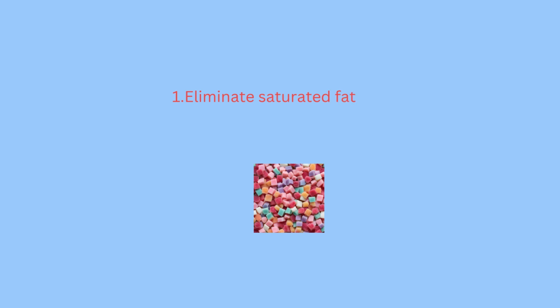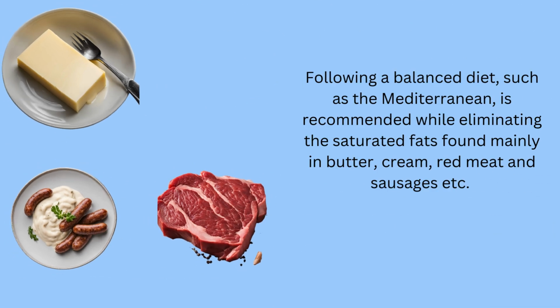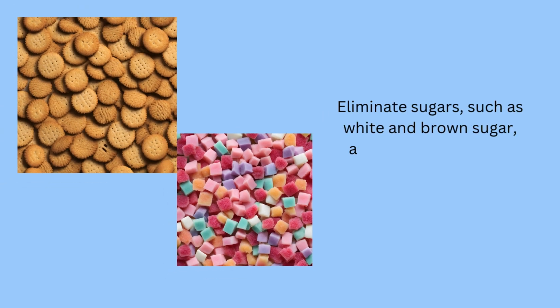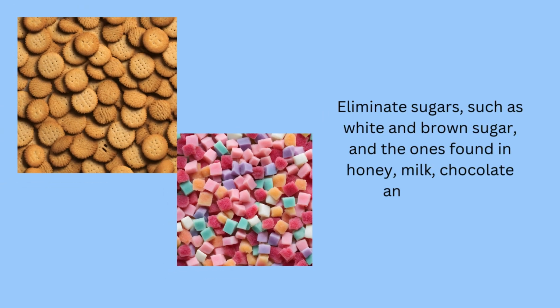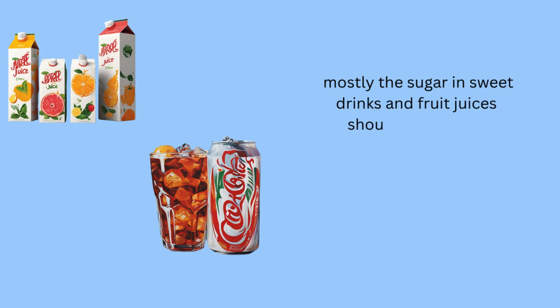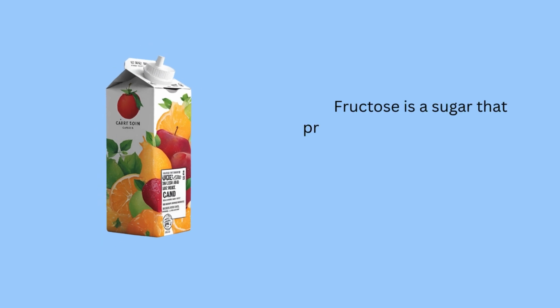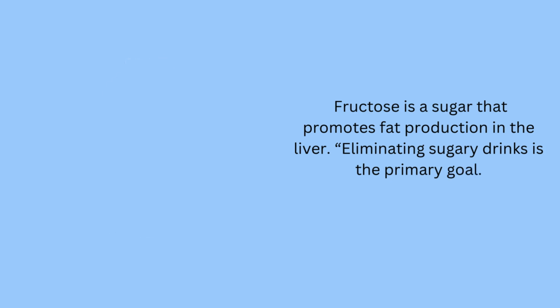1. Eliminate saturated fat and avoid simple sugars like fructose. Following a balanced diet, such as the Mediterranean, is recommended while eliminating the saturated fats found mainly in butter, cream, red meat, and sausages, etc. Eliminate sugars, such as white and brown sugar, and the ones found in honey, milk chocolate, and biscuits. Mostly the sugar in sweet drinks and fruit juices should be avoided completely as they have high fructose content. Fructose is a sugar that promotes fat production in the liver. Eliminating sugary drinks is a primary goal.